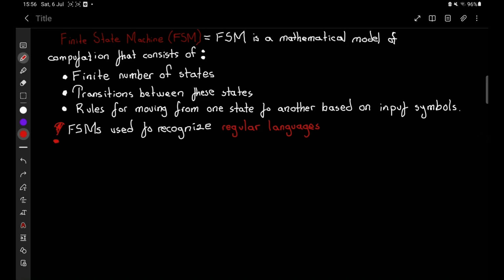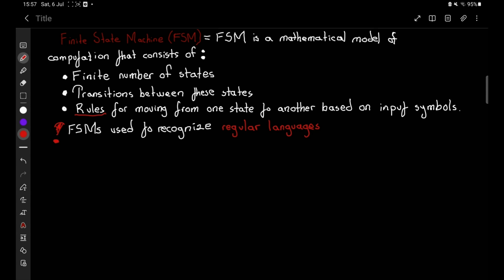Let's try to understand what is a finite state machine. A finite state machine is a mathematical model of computation that consists of the following features. It consists of a finite number of states, and between each state there are transitions. In order to move from one state to another, it uses rules based on the input symbols. As I said in the introduction video, finite state machines can recognize regular languages.